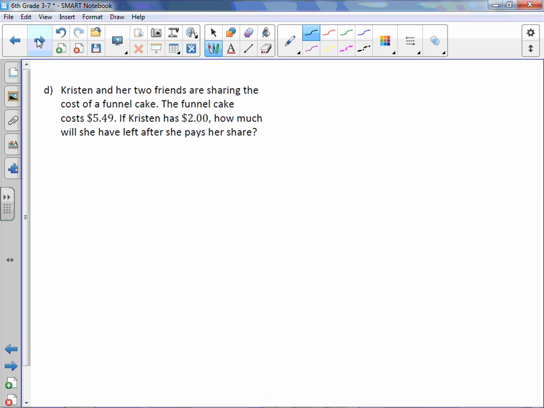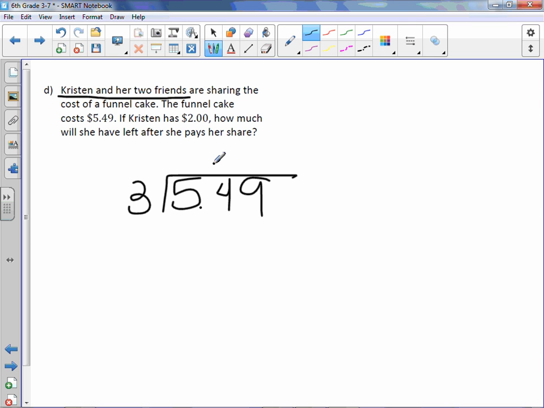Letter D. Kristen and her 2 friends are sharing the cost of a funnel cake. The funnel cake costs $5.49. If Kristen has $2, how much will she have left after paying her share? Kristen and her 2 friends are sharing the cake. That means there are 3 people sharing. So we need to divide $5.49 by 3. Put in your decimal point.